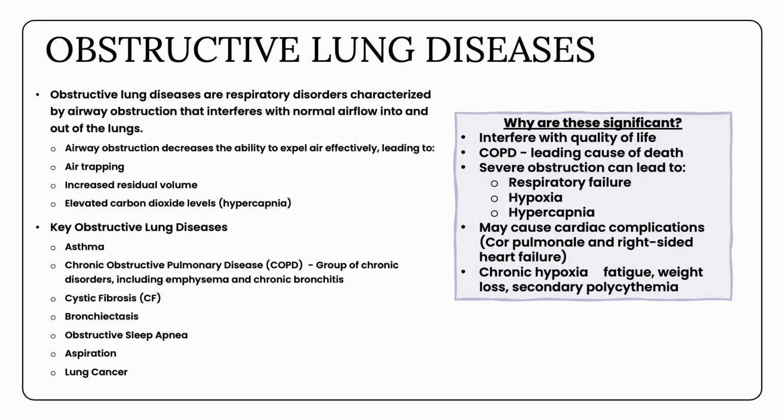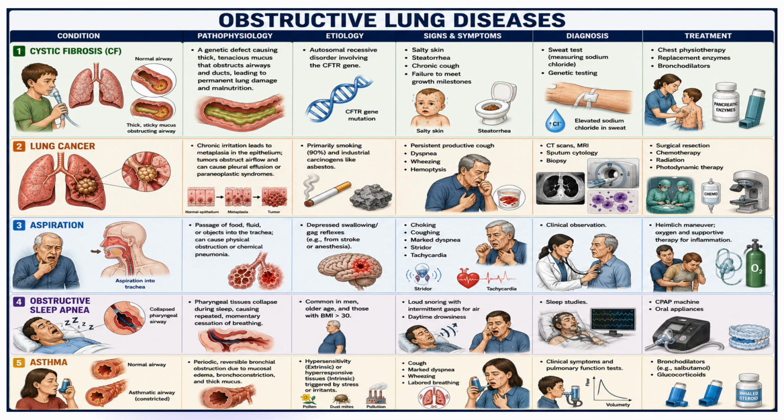It can also lead to elevated carbon dioxide levels in the body because now you're retaining CO2 because you're not able to breathe in and out. So the key obstructive lung diseases, why are these even important? That's the thing, right? They interfere with the quality of life. For example, COPD can cause death, may cause cardiac complications, chronic hypoxia. And the key obstructive lung diseases are asthma, COPD, cystic fibrosis, bronchiectasis, obstructive sleep apnea, aspiration, and lung cancer. And these are the ones we're going to talk about next.